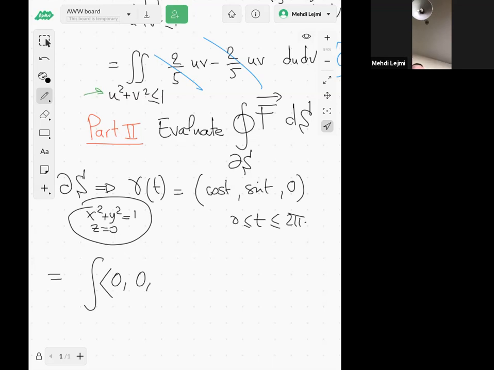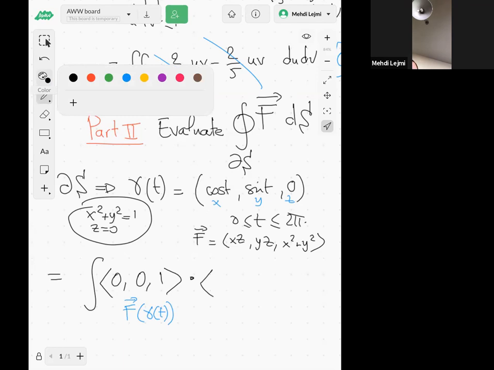Z is 0. X squared plus y squared is equal to 1, right? Remember, this is my x, this is my y, this is z, and this is f of gamma of t. So along gamma of t, the z is 0. My vector field f was x z, y z, x squared plus y squared, right? So the z is 0, so that will be 0, 0, 1, scalar product with gamma prime of t. This is the vector line integral.